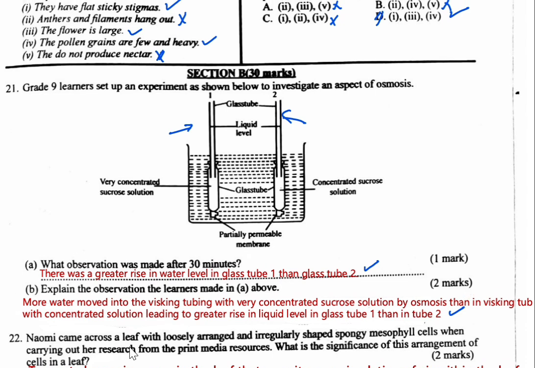Naomi came across a leaf with loosely arranged and irregular shaped spongy mesophyll cells when carrying out her research from the print media resources. What is the significance of this arrangement of cells in a leaf? So you know that for internal parts of a leaf, the spongy mesophyll, the shape is irregular and they are loosely arranged. They are not packed as compared to the palisade. So the question is asking, what is the importance of that?